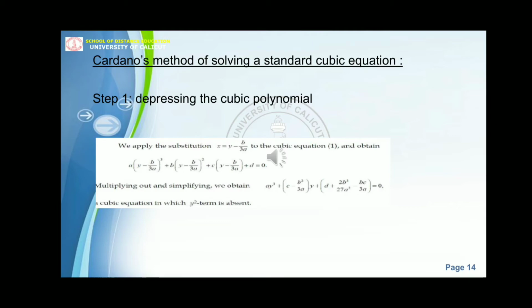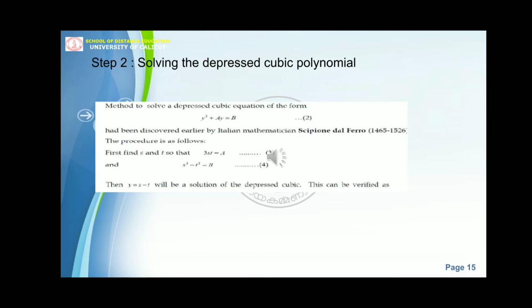We apply the substitution x is equal to y minus b by 3a to the cubic equation. After substitution, we get a into y raised to 3 plus c minus b square by 3a into y plus d plus 2b cube by 27a square minus 3bc by 3a equal to 0. So we see that the y square term is missing. This step is called depressing the cubic polynomial. So our depressed polynomial is of the form y cube plus ay equal to b.